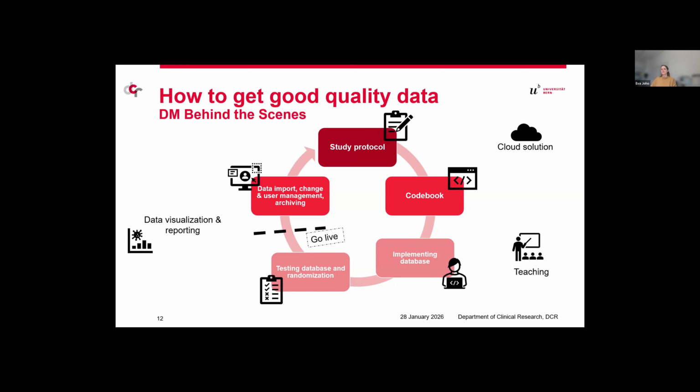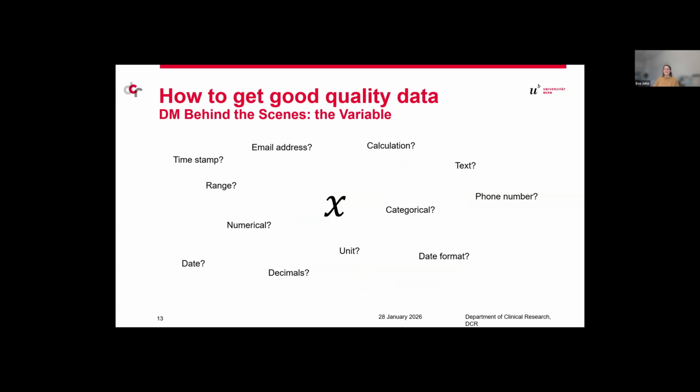And when you look at this whole process, there is something that all of it has in common, and this is the variable. So in the center of all these processes, there is the variable, and there are almost limitless options of how this variable can be defined. So is it categorical? Is it a date format? Does it have decimals? Is it an email address? So many questions just around the variable and how it's validated.